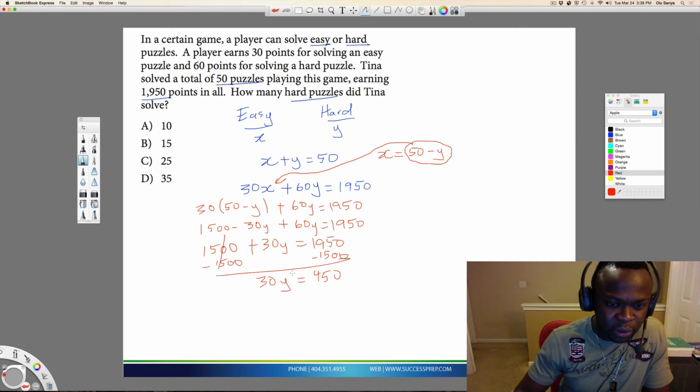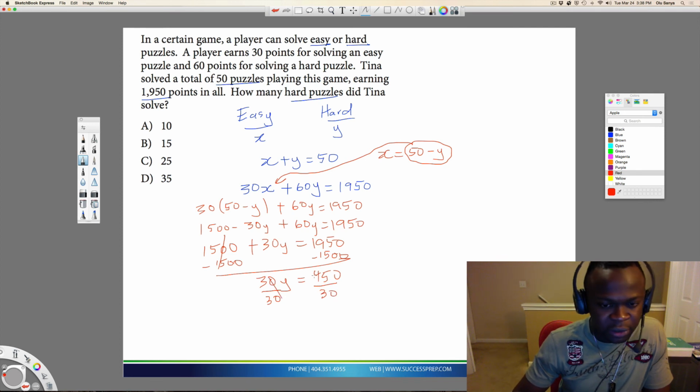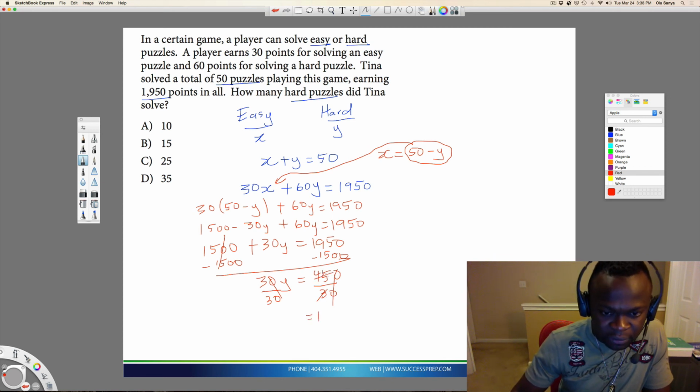At this point, you want to solve for Y. You need to get rid of this 30, so you divide by 30 on both sides. If you want to use your calculator, you could, or you could just do this manually. If you cross those two out, 3 goes into 45, 3 goes into 4 one time, remainder 1, 3 goes into 15 five times. So Y is 15. As you can see, the answer here is B.